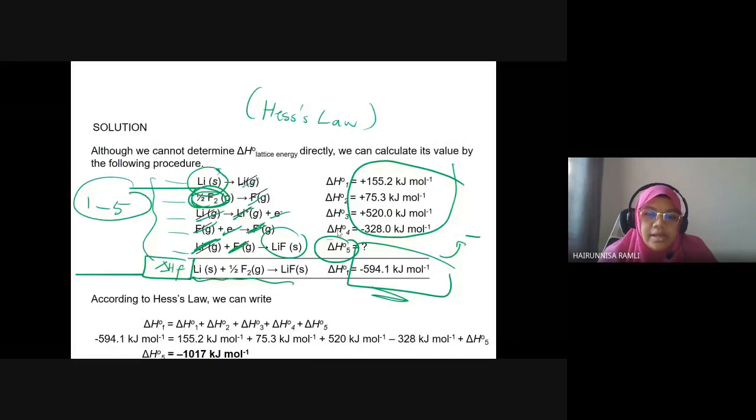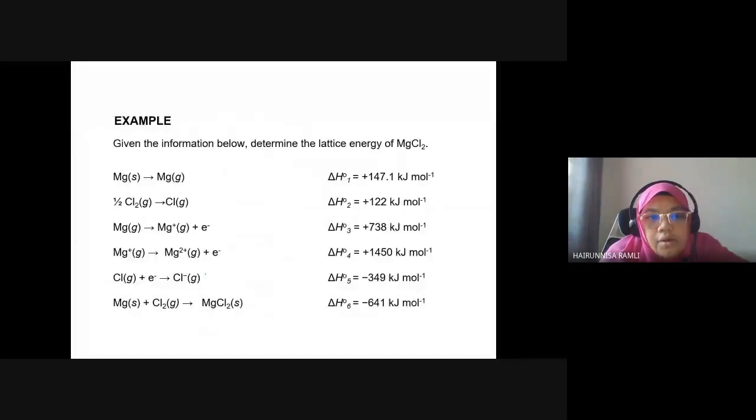Okay, ni Hess's law lah. Sebab kalau ikutkan you punya delta HF, your target is this one, right? Okay, lithium plus, ini yang you nak. Tapi in this case, you kena faham yang you ada main equation which is delta HF. So this main equation mesti tolak dengan yang lain. Okay. So nak tengok you faham ke tak?